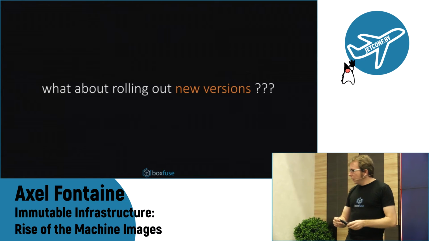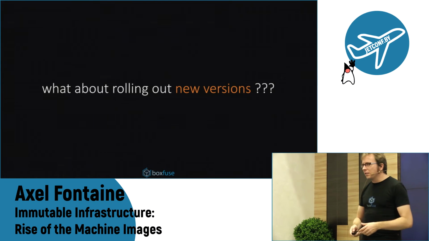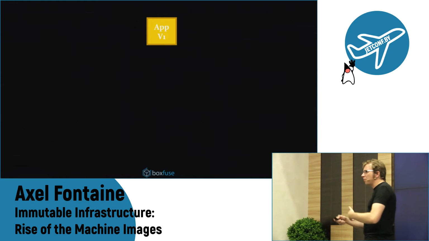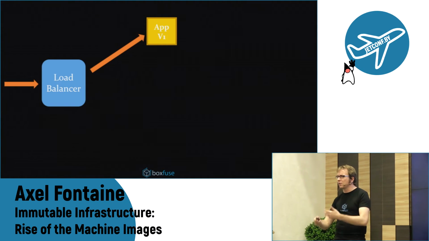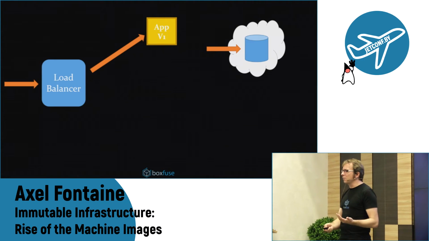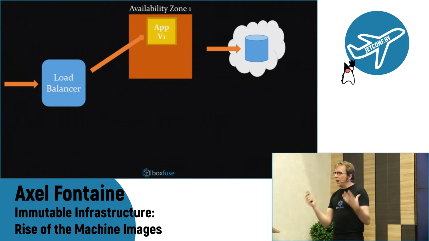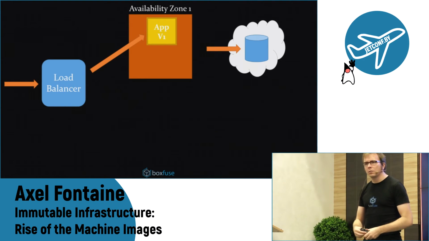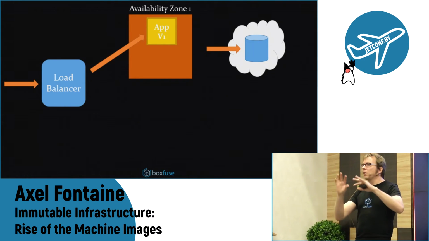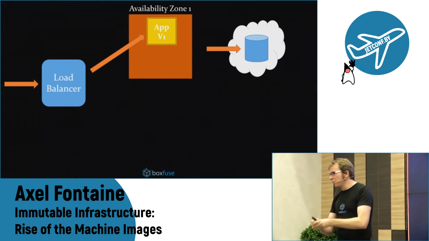Now, rolling out new versions. How does that work? We've seen it briefly in the demo. We've got version 1 of our application. We've got a load balancer sending a request to it, which forwards it to the application, which gets some data from the database. Our instance is running in something called an availability zone, just a cloud term for one or more data centers in the same location.